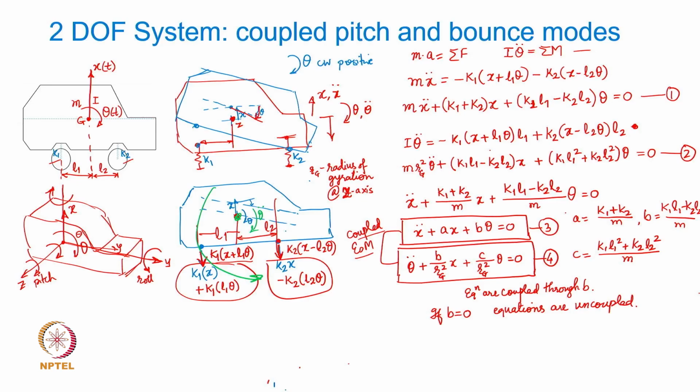Now, what is B? B is K1 L1 minus K2 L2 upon M. When we say this B is equal to 0, equations are uncoupled. So, for the equations to be uncoupled, what we can say is K1 L1 should be equal to K2 L2. This is the condition for decoupling of the two modes, okay, bounce and pitch.